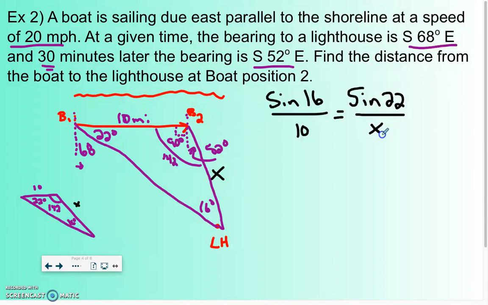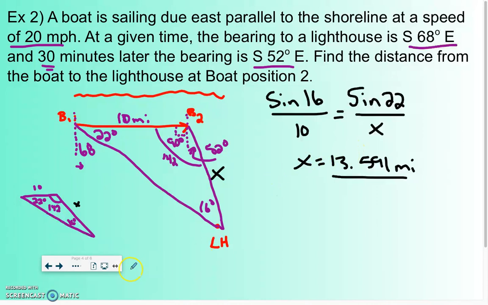And then we cross multiply these two products, so we take 10 times the sine of 22. And when you do that in your calculator, you get 3.746. And then we divide that by sine of 16, and you're going to get a distance of 13.591 miles. So boat 2 to the lighthouse is equivalent to 13.6 miles.